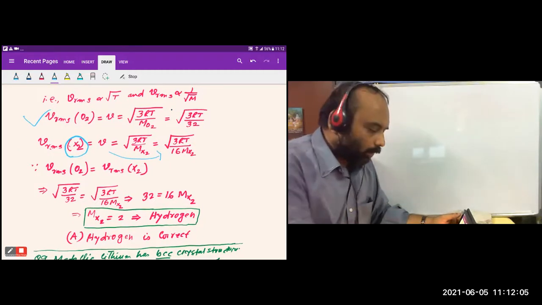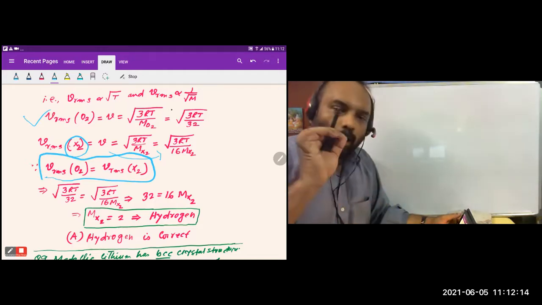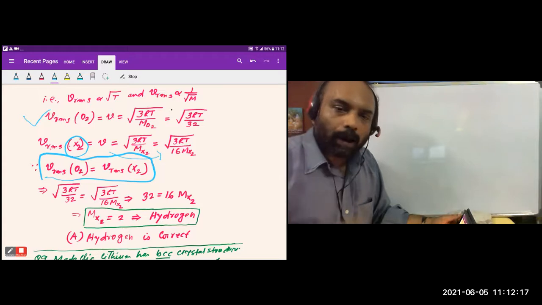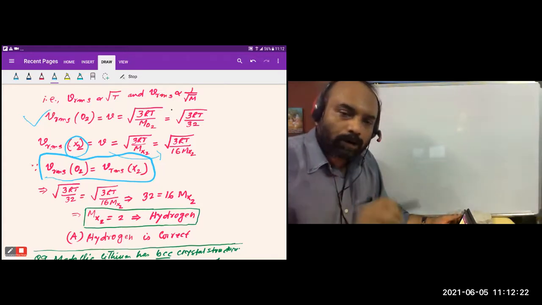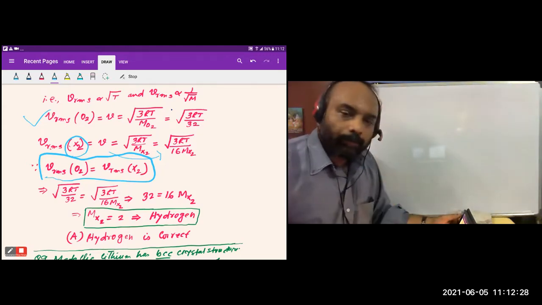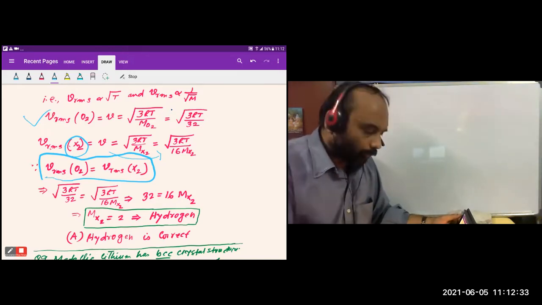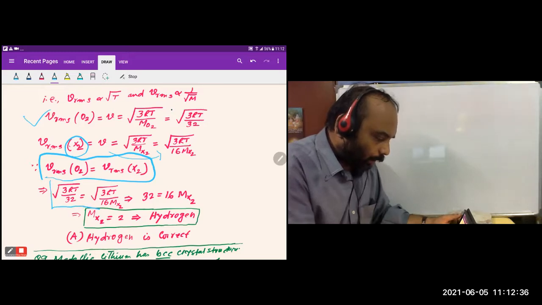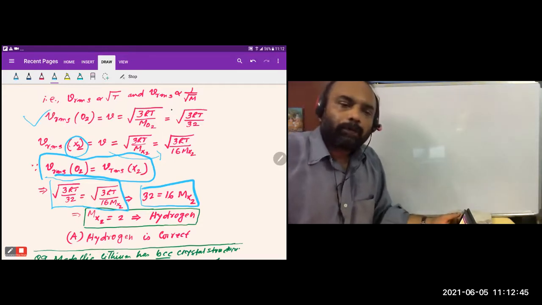Since both are equal, therefore Vrms of oxygen is equal to Vrms of the unknown gas. Putting the values of Vrms of oxygen gas and Vrms of the unknown gas molecule and equating them, we get 32 is equal to 16 mx2.